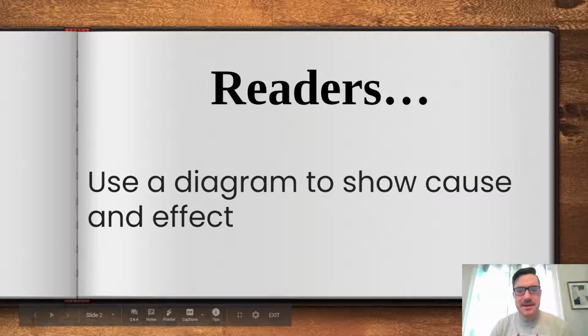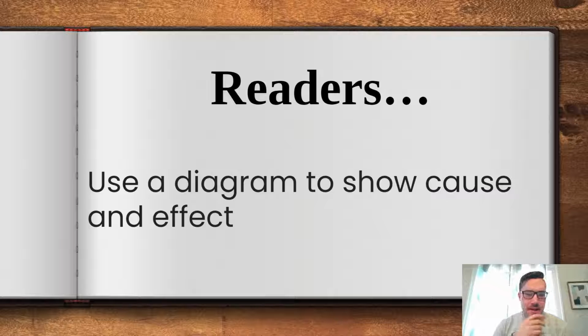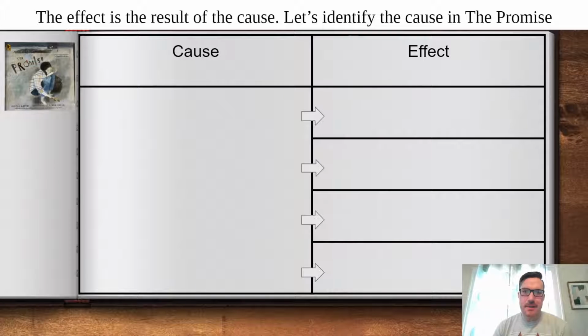Today we are going to be talking about how you can use a diagram, or kind of like a chart, to show cause and effect. So, first of all, we need to talk about cause and effect. The effect is the result of the cause. The cause is something that happens that then causes all these other things to happen.